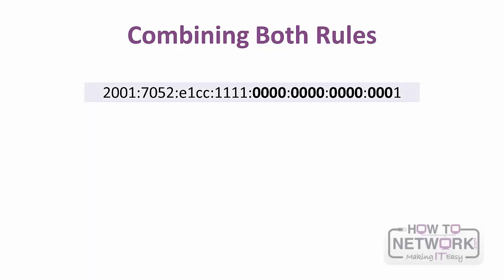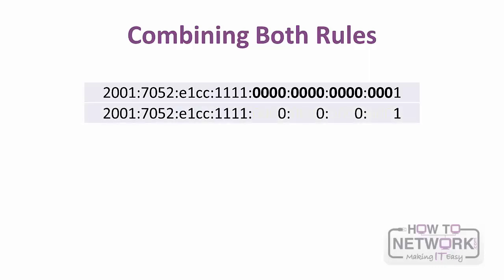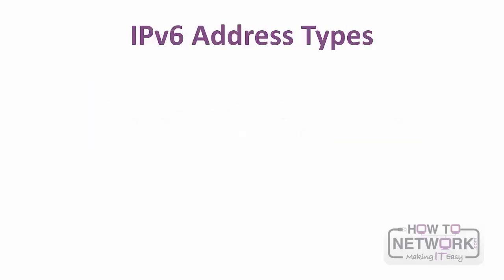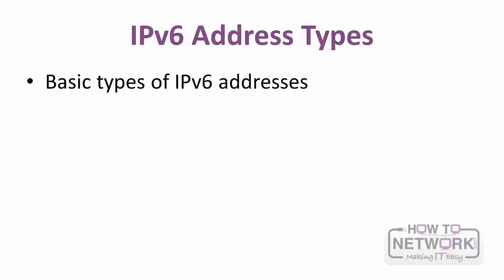First, the preferred format. Then, no leading zeros format. Again, spaces were left to better visualize where the zeros were removed. And finally, the compressed format implementing both rules. The following slides review the basic types of IPv6 addresses. They are examined in more detail in the following lesson.